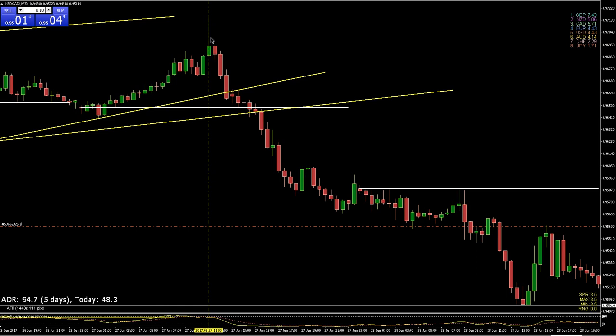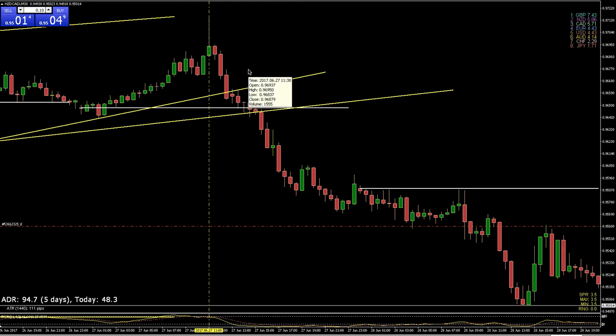So this marks that 11 o'clock candle, 1100. And so then the 1100 candle closed on this candle right here. So this is the 1130 candle, and this is the 12 o'clock candle. So that means it actually closes at 12:30.